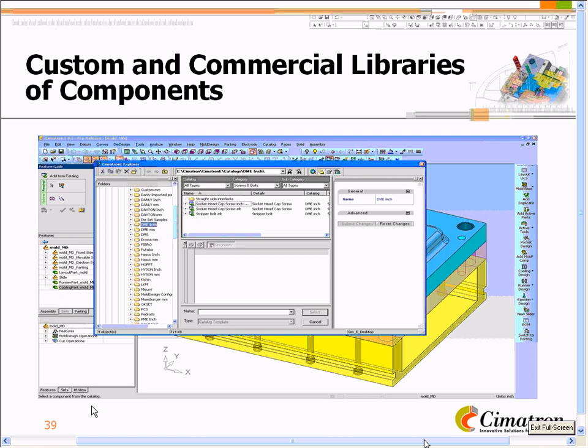idea when we talk about libraries and catalogs.